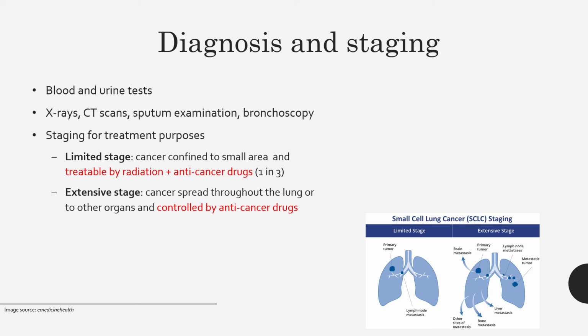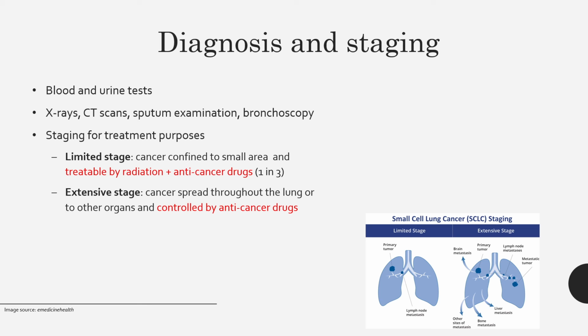On the other hand, extensive stage refers to cancer spread extensively throughout the lung or to other organs such as the liver, as we saw in our specimen. For extensive stage, chemotherapy alone is likely to be a better option to control and not cure the cancer. Note that chemotherapy here refers to the use of anti-cancer drugs.